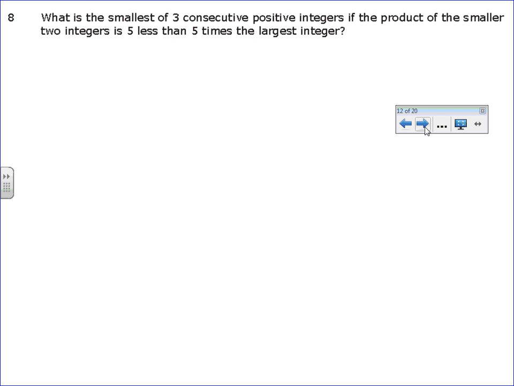Okay, number 8. What is the smallest of 3 consecutive positive integers if the product, and this product means multiply, of the smaller 2 integers is 5 less than 5 times the larger? So the key to getting this question right is writing the equation correctly.